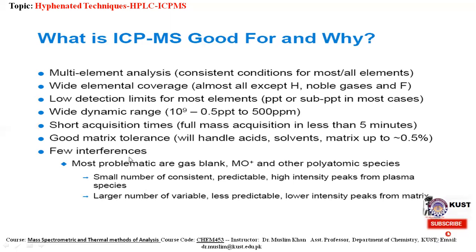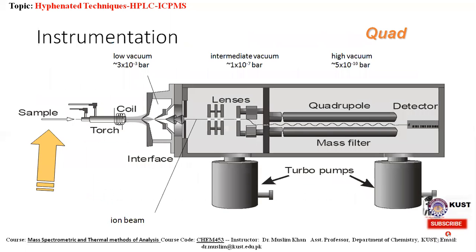Although there are a few interferences caused by different components, there are very few. The most problematic are gas blanks, molecular ions, and other polyatomic species. There are a small number of consistent, predictable, high-intensity plasma species peaks, and a large number of variable ones. This means the matrix is not interfering very much.